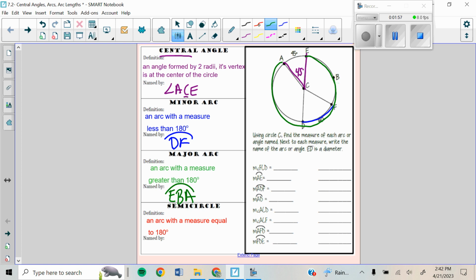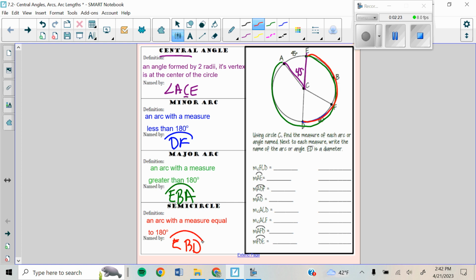And then last we have a semicircle, and that's an arc with a measure equal to 180 degrees. So for example, all the way from E to D would be a semicircle. Same idea as with the major arc. I need 3 letters to denote what it is so that I know which side of my arc I'm talking about. So E, B, D, and we toss an arc over the top.